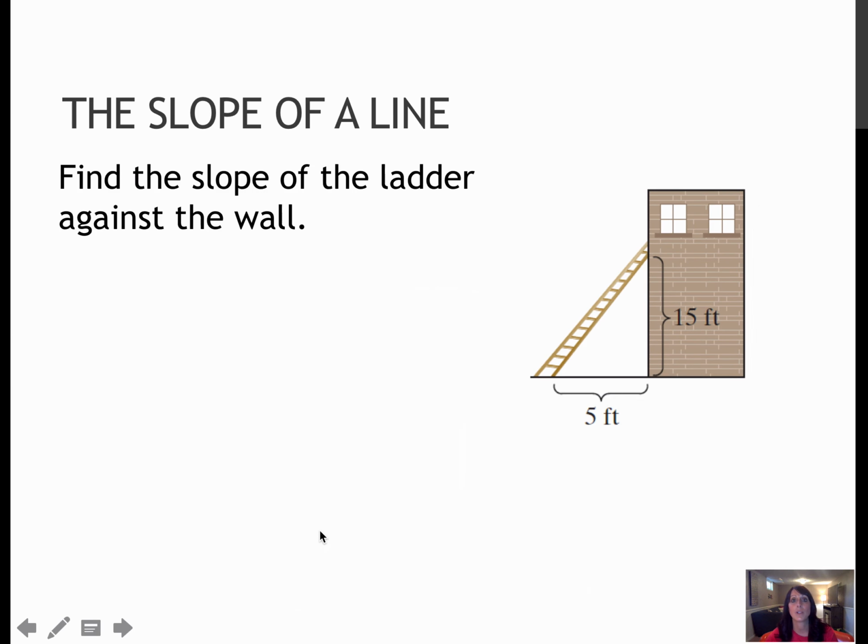So let's look at a very simple example. What's the slope of this ladder? Because we don't have coordinates here, we're just going to think of slope as rise over run. From the bottom of the ladder to the top of the ladder, how much was the rise? 15 feet. How much was the run? 5 feet, which means the slope is 3. That means for every 3 feet the ladder rises, the run is 1 foot. So that gives us an idea of how steep that ladder is going up to the building.